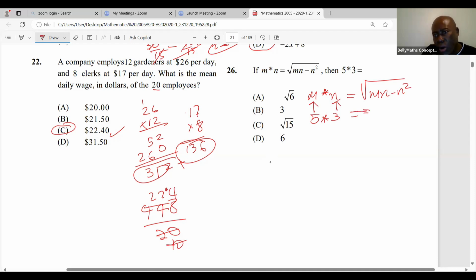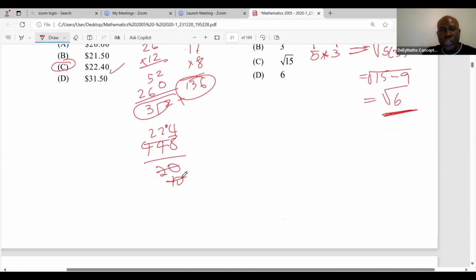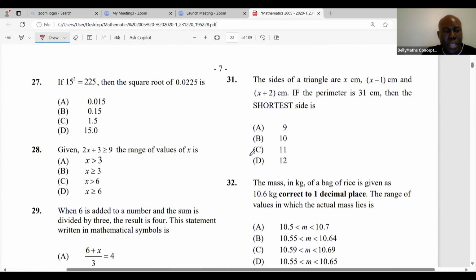So basically what we're looking at here is that we're going to have 5 times 3 minus 3 squared. And that is going to give me 15 minus 9. And that's going to give me the square root of 6. And I'm looking for this. My answer is at A. All right. So simply you apply yourself. Try not to err as you go. Let's take a look at 27.